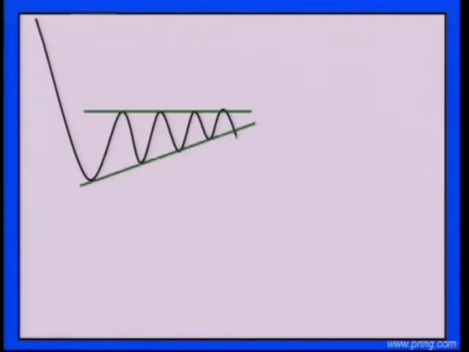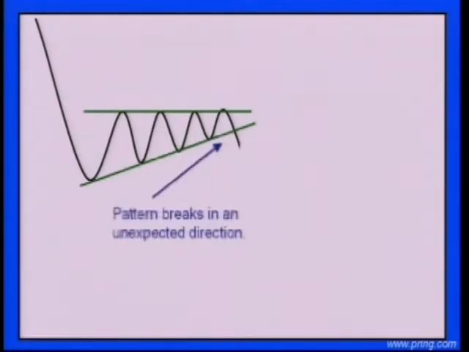Here's another example of a failed pattern, where the pattern breaks in an unexpected direction. You can see that here is the horizontal support resistance line, and we would have expected this pattern to break to the upside. Well, in this case here, the pattern breaks to the downside. And if this is a line which has been touched on several occasions, and it's quite a long line, it tends to be a significant one.